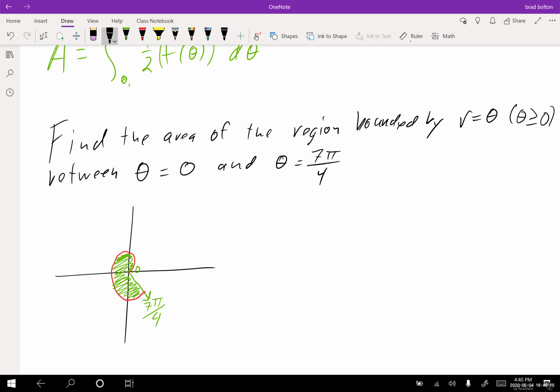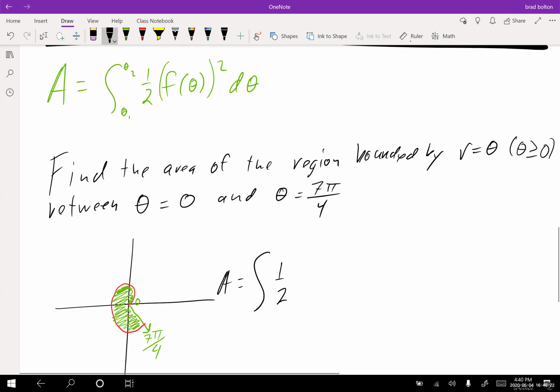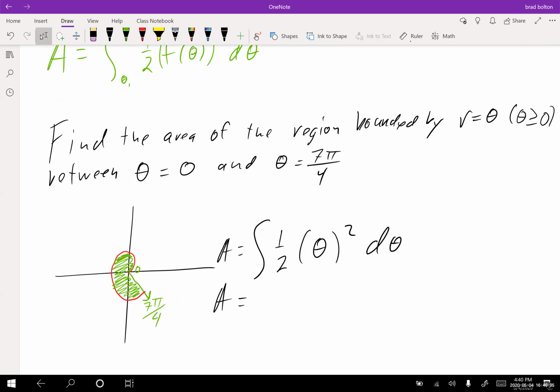So we're going to create an integral. So the area equals the integral of 1/2 f of theta squared. Well, in this case, our f of theta is our r. So this would be theta squared d theta. So this would become 1/2 times theta cubed over 3. And we need our angular boundaries from 0 to 7 pi over 4. So then this becomes from 0 to 7 pi over 4.